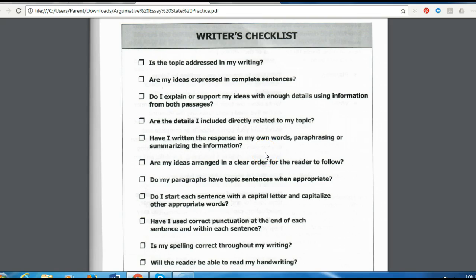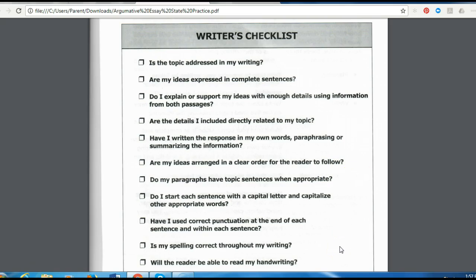Have I written the response in my own words, paraphrasing or summarizing the information? Do not copy word for word from the passages they give you. The people grading your tests are going to have those passages. If they find that you've just copied those, you're not going to get points for your test. Are my ideas arranged in a clear order for the reader to follow? Again, I have some slides that we're going to talk about as far as how to arrange your essay.